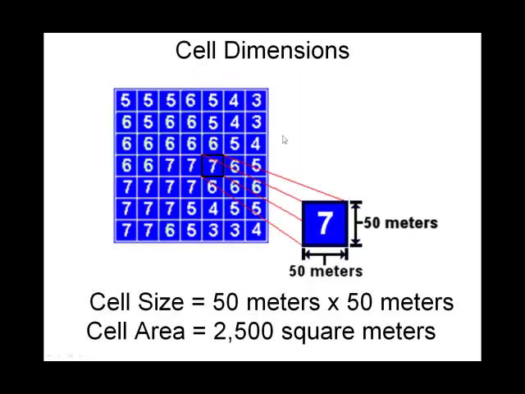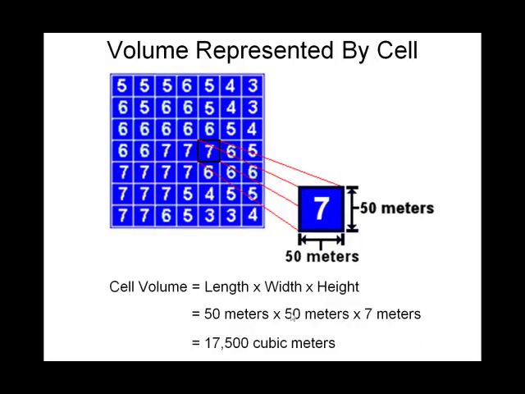If the grid node spacing is 50 meters in both the X and Y directions, then the cell area is equal to the width times the height, or 2,500 square meters. Given that the volume of a parallelepiped is equal to its length times its width times its height, we can easily determine the volume of material represented by each cell. In this example, we multiply the length, 50 meters, by the width, also 50 meters, by the height, 7 meters, to get a volume of 17,500 cubic meters for this one particular cell.